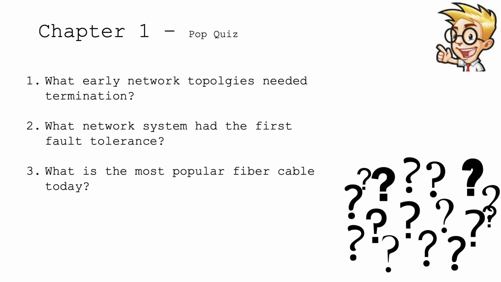Now it is the end of chapter 2. Oops. We got a pop quiz here. Okay, what early network topologies needed termination? We did go over that. Do you remember? What network system had the first fault tolerance? That was a pretty big deal to make fault tolerance. If a cable broke or a computer had a problem, the network can keep transmitting and being productive.